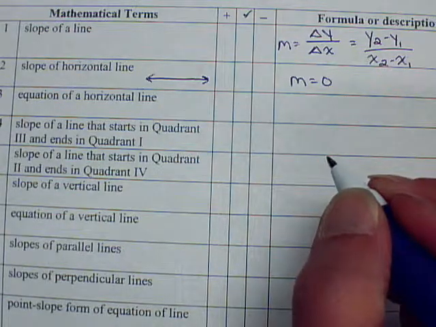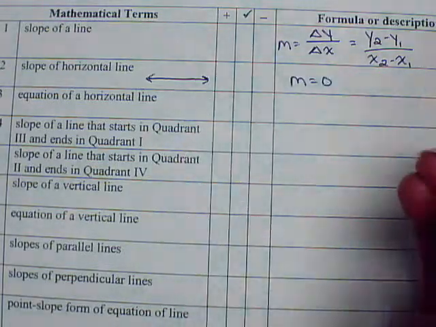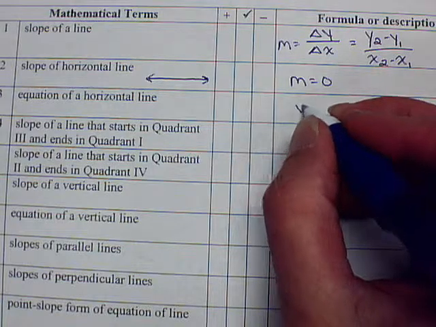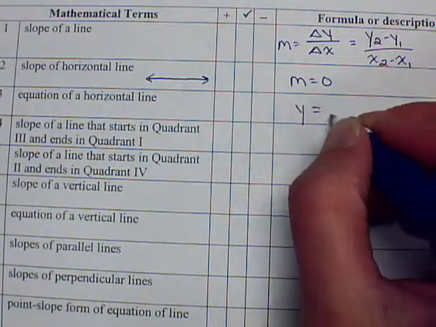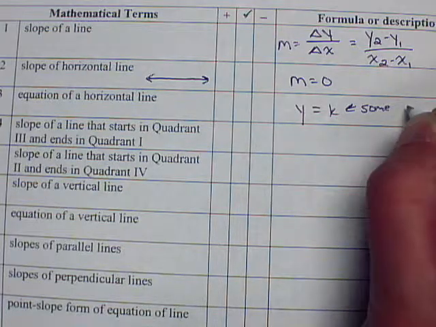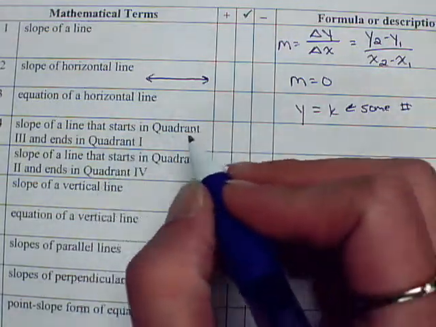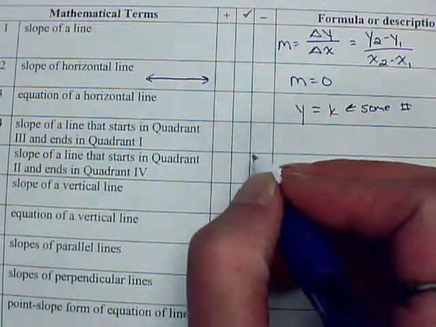The equation of a horizontal line, well, if there's no change in the slope, it's constant. So y equals some number. It could be y equals 4 or y equals 5. It's just some number. Now, the slope of a line that starts in quadrant 3 and goes to quadrant 1.